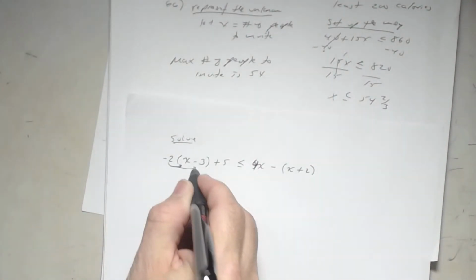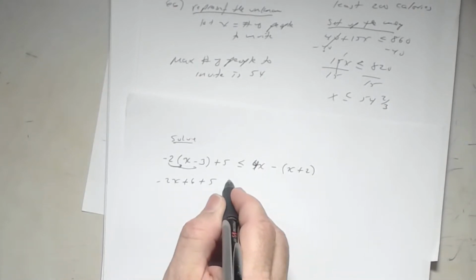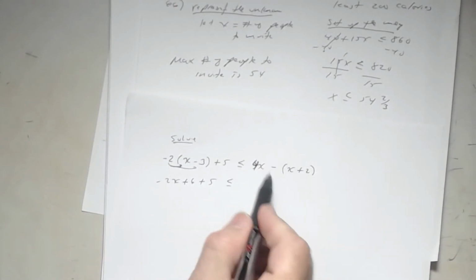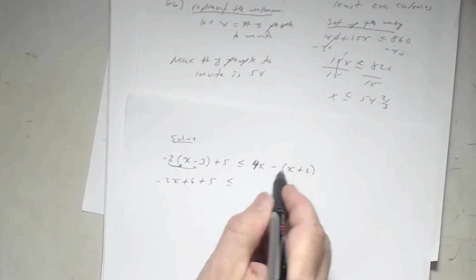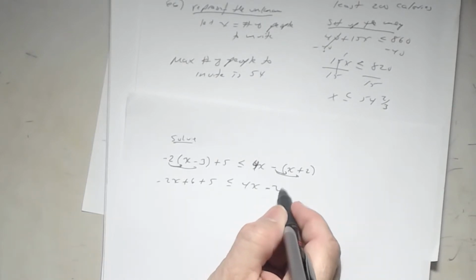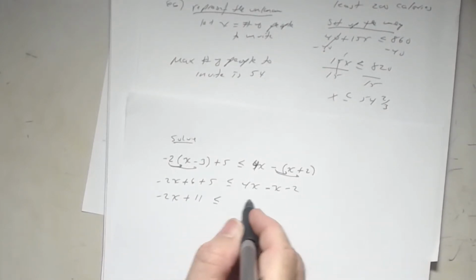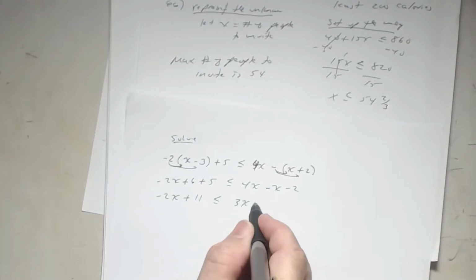So in your test, how would you do this problem? Distribute. Okay, the left side's easy. So I get -2x and then plus 6 plus 5, less than or equal to. Now, what do I do on this side? Distribute the -1. Okay, good. So that's 4x, and then minus x minus 2. Then what's the next step? Combine like terms. So that's -2x plus 11 is less than or equal to 3x minus 2.